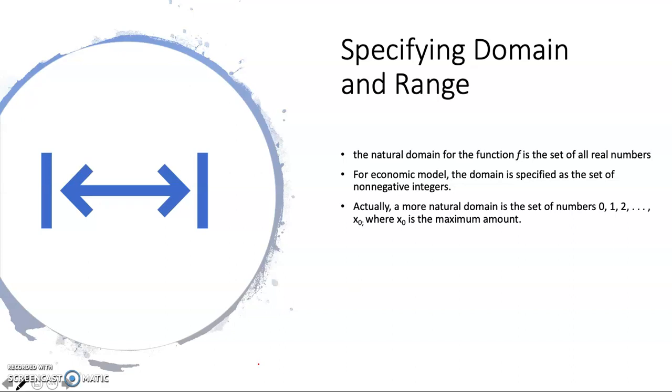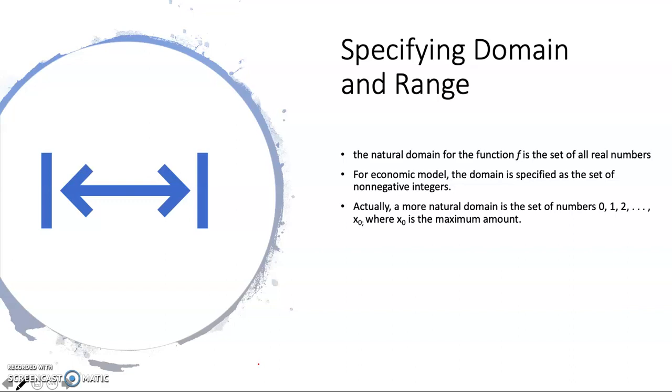The reason why in economic models we use the set of non-negative integers for the domain is because it is nonsense to talk about a negative domain. For example, we talk about the cost of production, which is dependent on the amount Q, or the number of goods produced. When production is halted and we don't do any production, then automatically Q equals 0. We don't say that Q is negative.